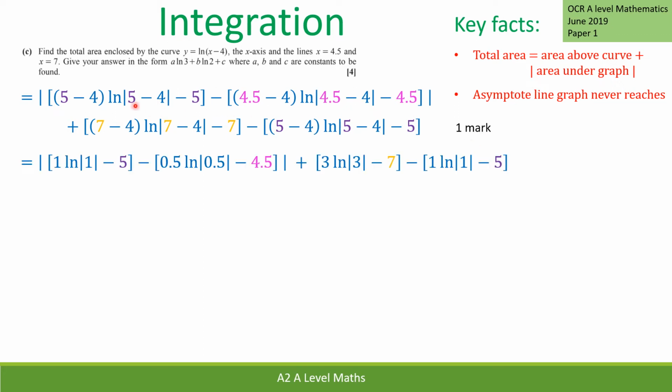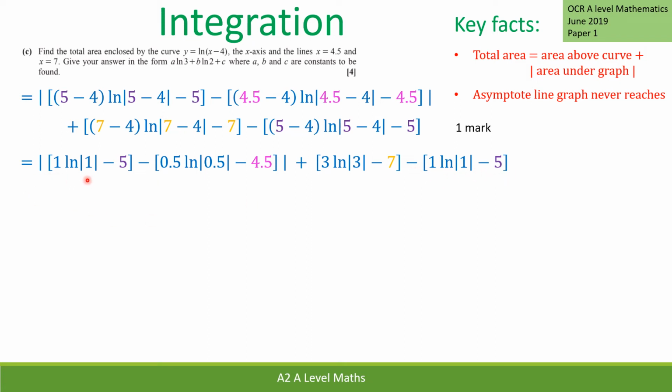So if I just tidy it up, 5 take away 4 is 1, 5 take away 4 again is 1, the minus 5 just stays put on the end. 4.5 take away 4 is 0.5, 4.5 take away 4 again is 0.5, minus the 4.5. Simplifying, 7 minus 4 is 3, ln of 7 minus 4 again is 3, take away the 7 on the end. And this answer here is exactly the same as what we got earlier because these two functions are the same. So we're just going to take away this same answer.